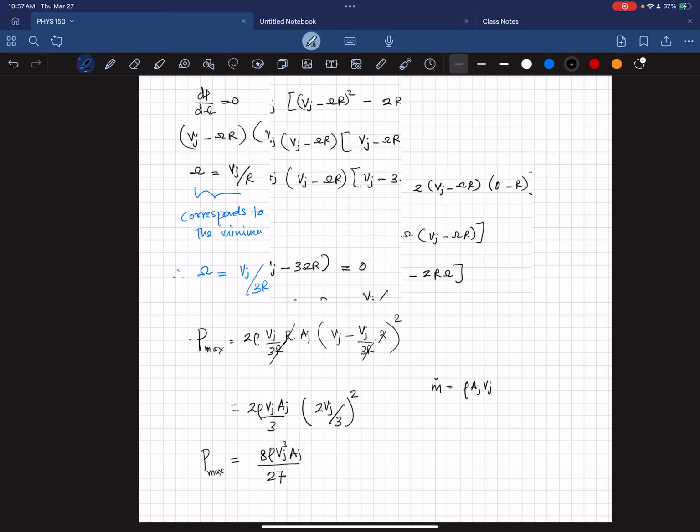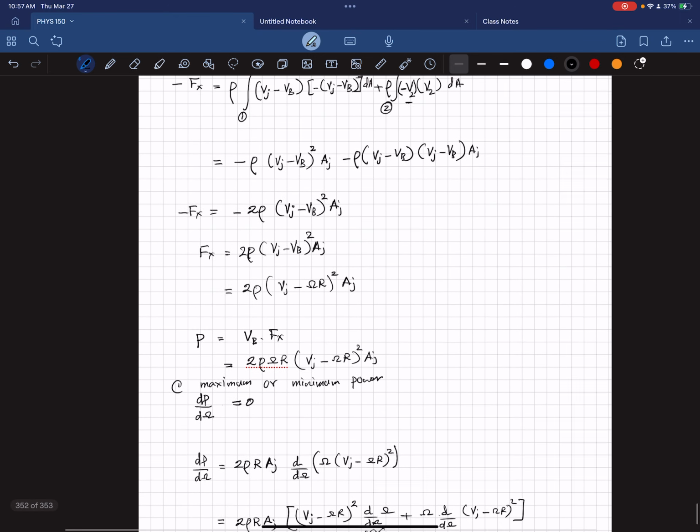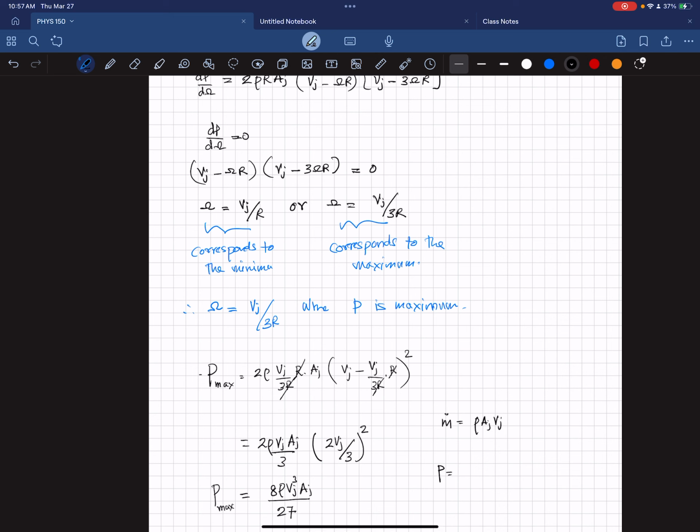So by taking that into account, we can write P. If there are many buckets, P is equal to 2 times omega r times rho Aj Vj, and then for momentum we still consider Vj minus omega r. So if there were many buckets, power is equal to 2 times rho omega r Aj Vj times Vj minus omega r. So that's the power if you have many buckets.